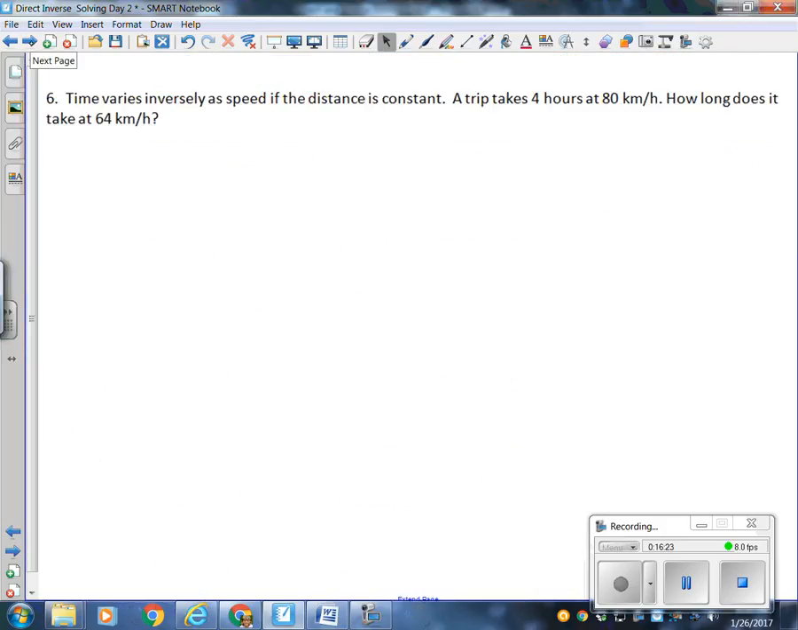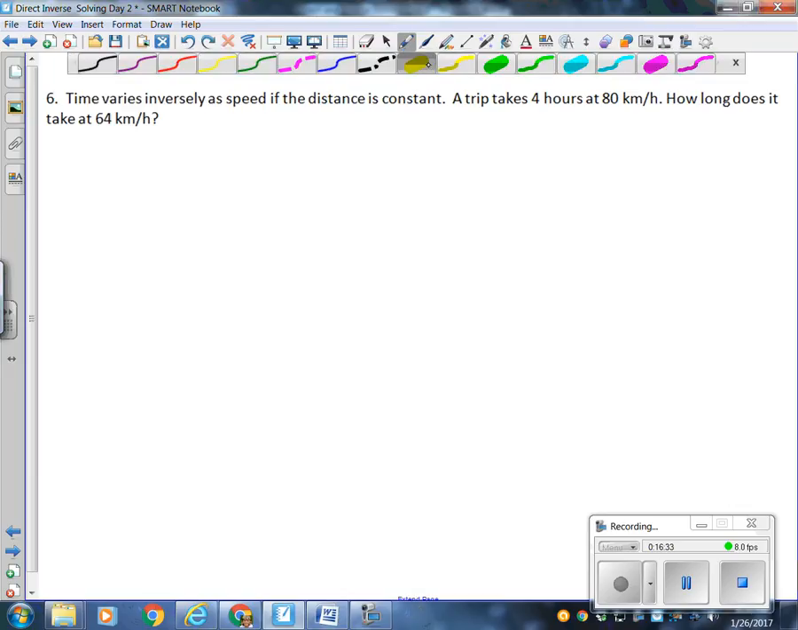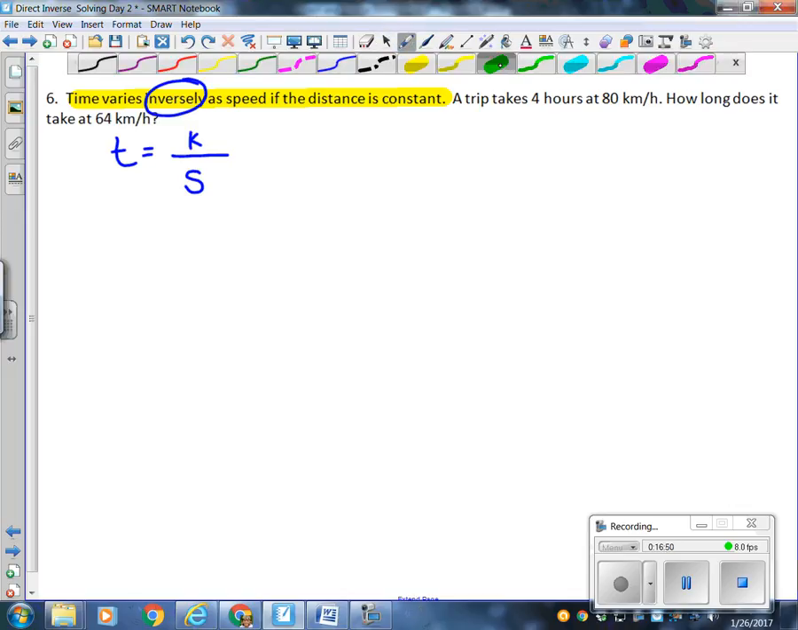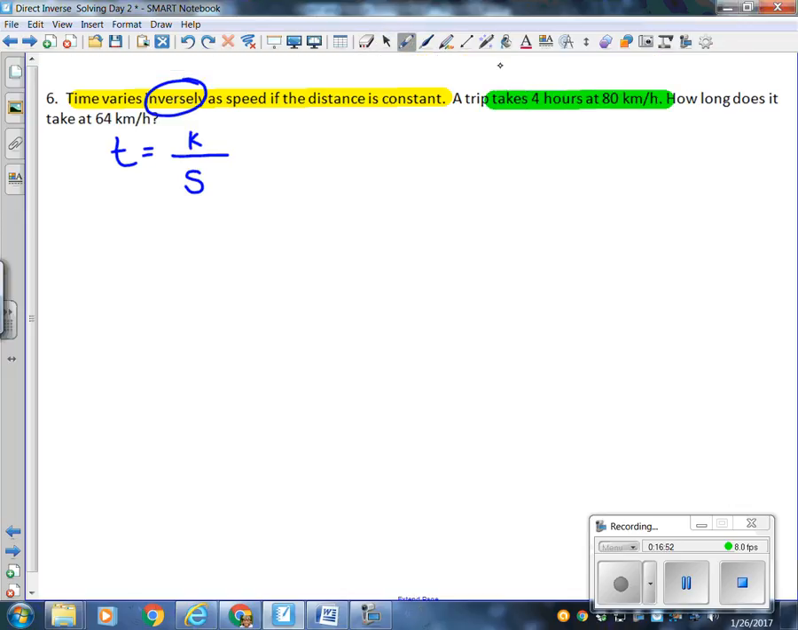Number 6, time varies inversely with speed. See if you remember the pattern. There is a pattern to every inverse. So first, time varies inversely with speed. Okay, so as long as I know it's inversely, I know there's constant K. I know what the equation is, but if I want to shortcut this, I'm going to say, you know what? 4 hours and 80 kilometers are together. Those two numbers are together. So I'm going to say 4 times 80. How long does it take at 64 kilometers per hour?